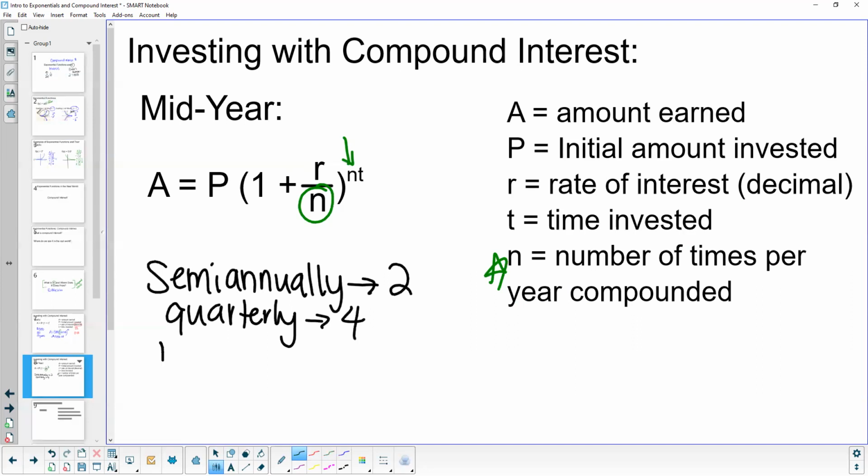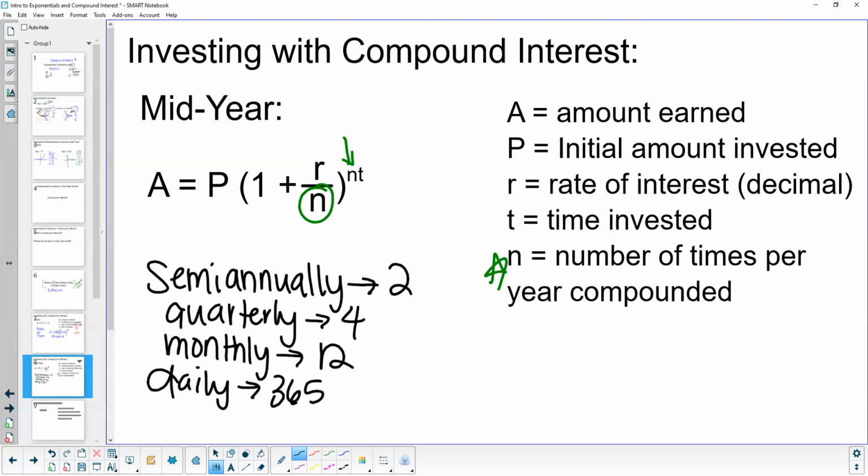If you are doing it monthly, because there are 12 months in a year, we would use 12 for our N. If you were doing it daily, we could do it 365 days a year. You watched as Eddie Wu continued on to do it more and more times, right? But the same formula applies here.